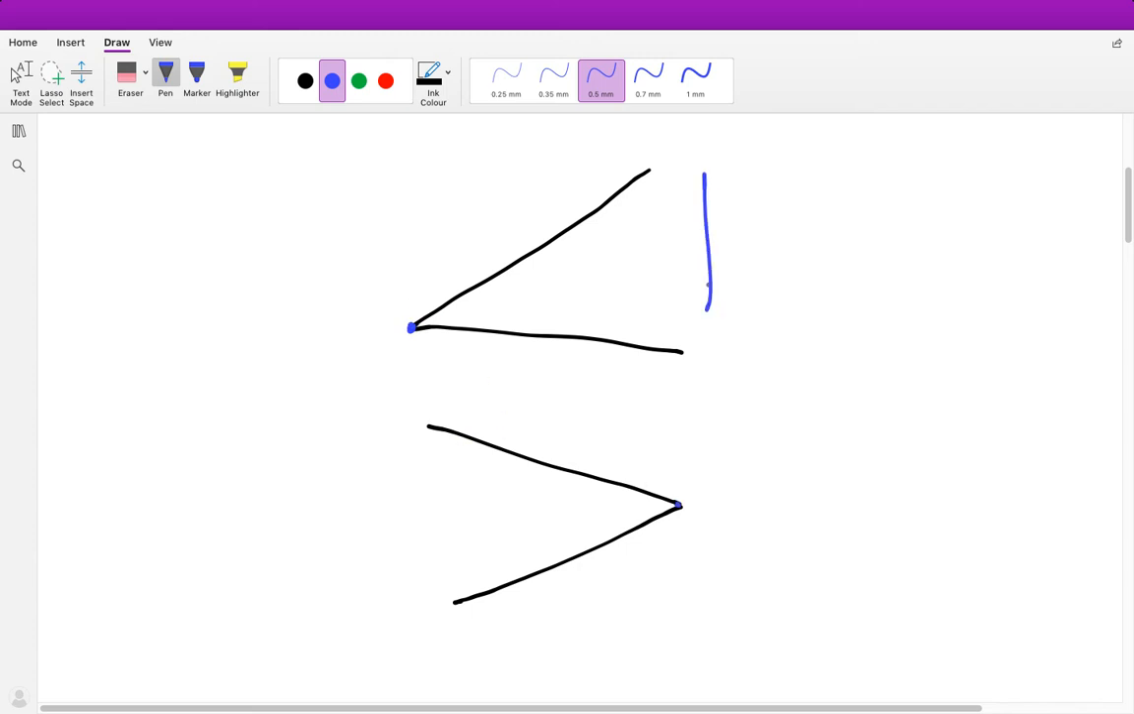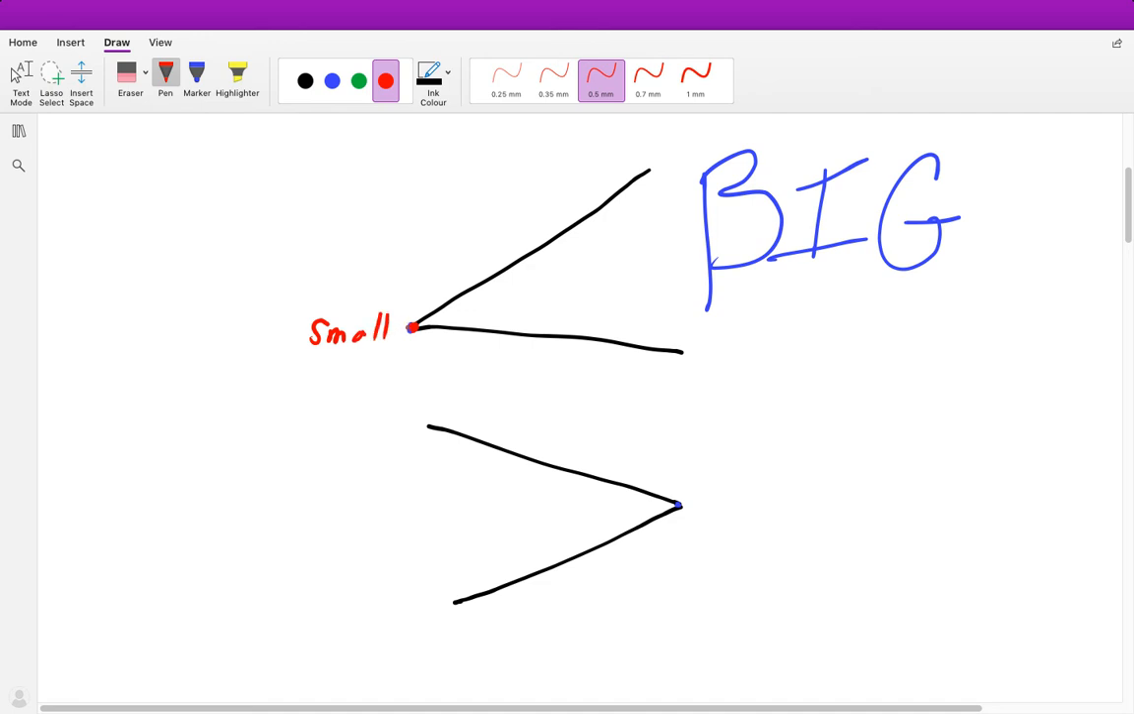So one of the ways you can remember is the side that it opens up, that is going to be our big number because it's opening up nice and wide. And then the side here where we get this point, that is going to be our smaller number because it's coming to and closing into a very small point.